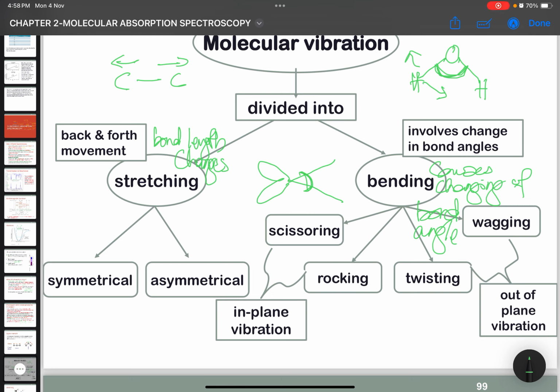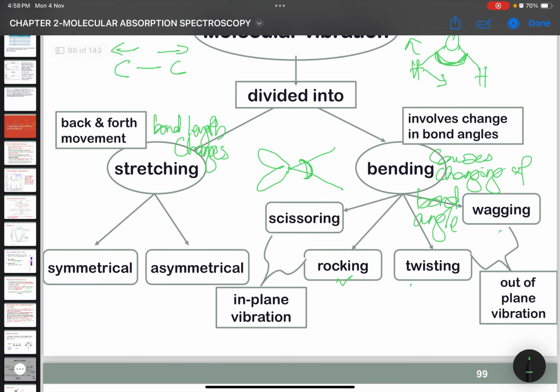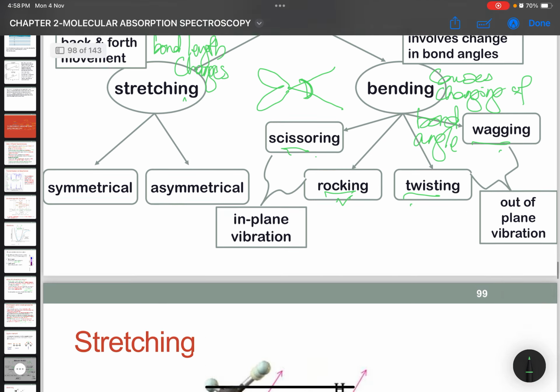The second one we have rocking, then we have twisting, wagging, ya. Yang ini memang susah saya nak tunjuk, nanti kita akan tengok dalam video tu. Okay, cuma kamu cubalah ingat sikit types of stretching dengan bending ni, ya. Kalau dia tanya, ya, kita ada scissoring, rocking, twisting, wagging. InsyaAllah kalau kamu tengok gambar dia nanti, animation dia nanti, mesti kamu akan lebih mudah faham, ya.